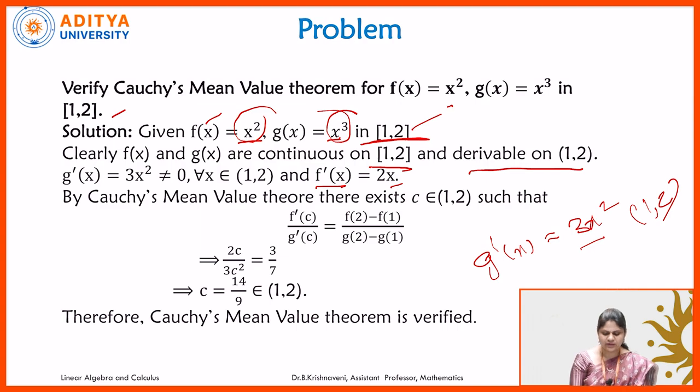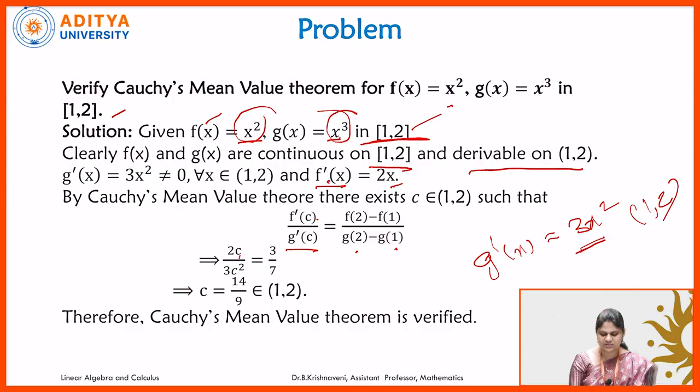So by Cauchy mean value theorem, we will get at least one c belonging to 1 comma 2 such that f dash c by g dash c is equal to f of 2 minus f of 1 by g of 2 minus g of 1. Now f dash x is 2x, so f dash c is 2c.